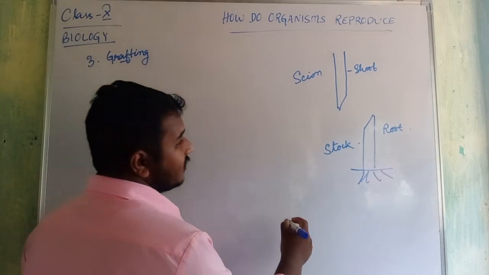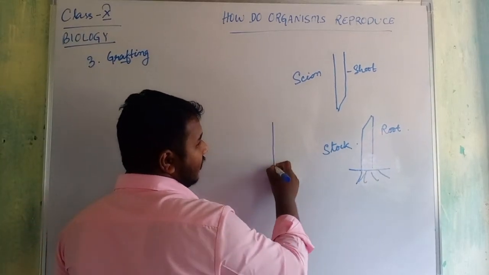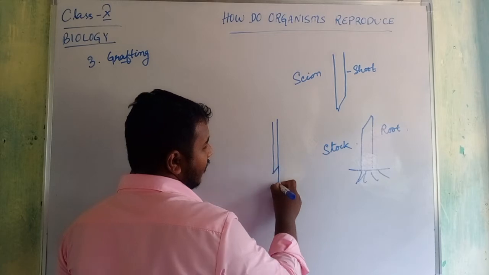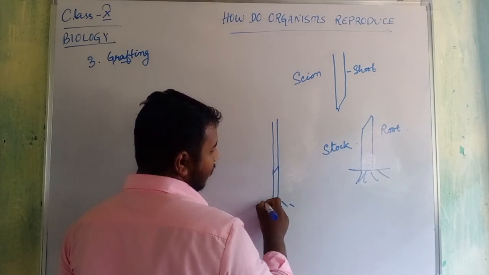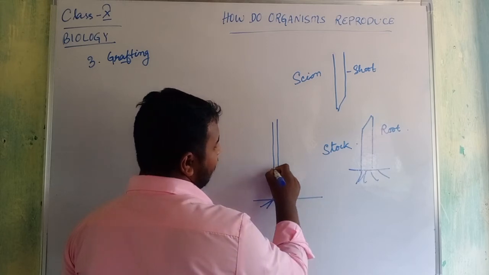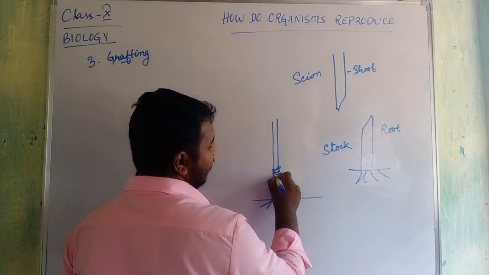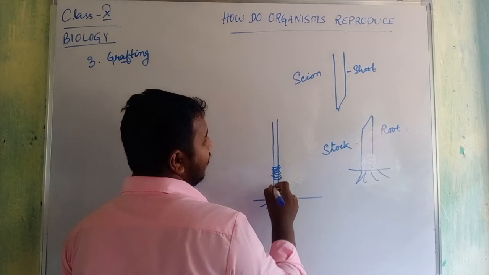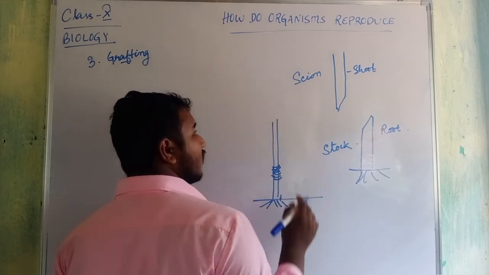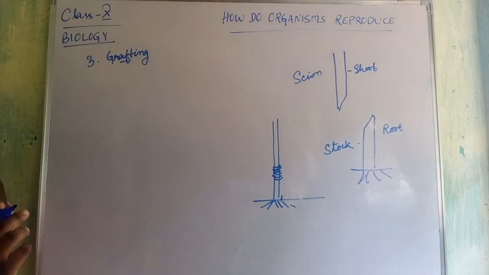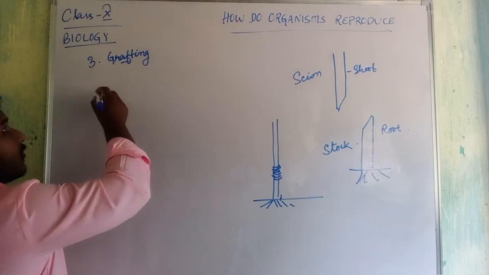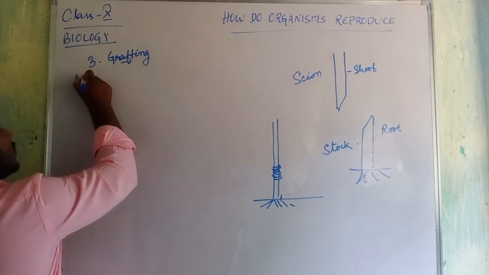Then what is done, they are joined together like this. They are joined and tightened or bound. Gradually this plant will grow and it will produce a new variety, a good hybrid variety of fruits.